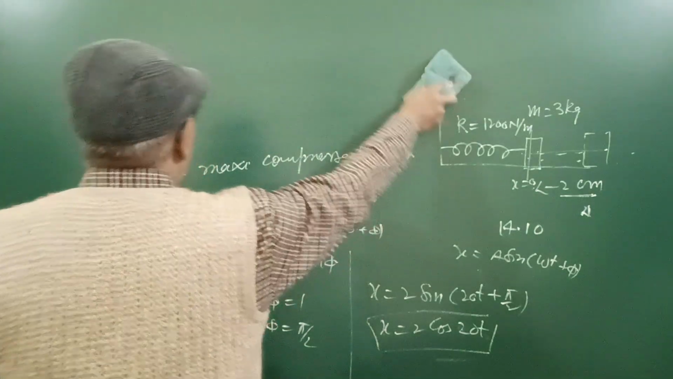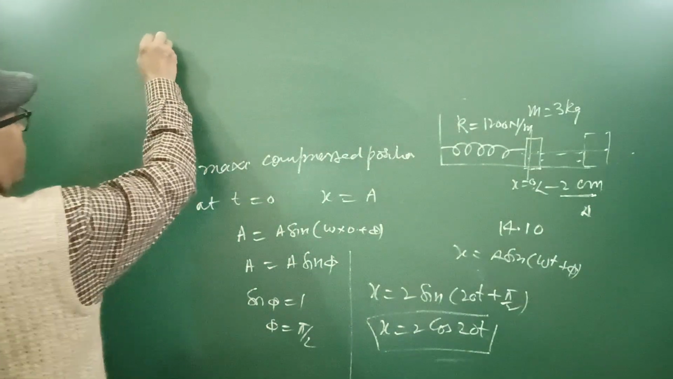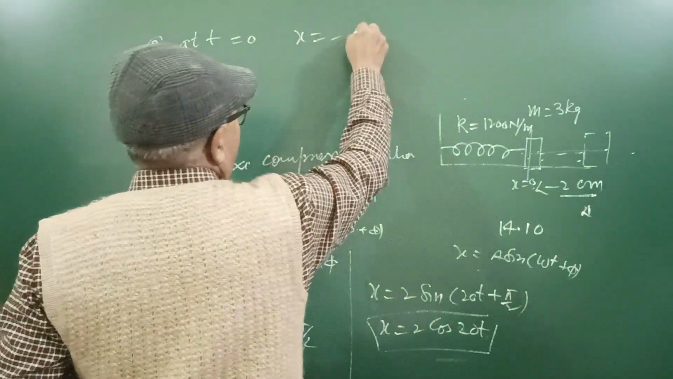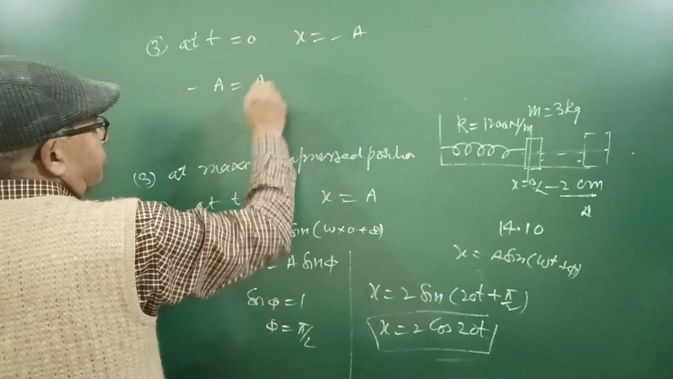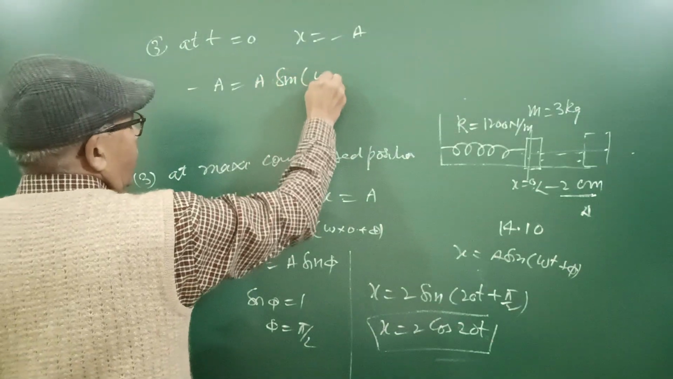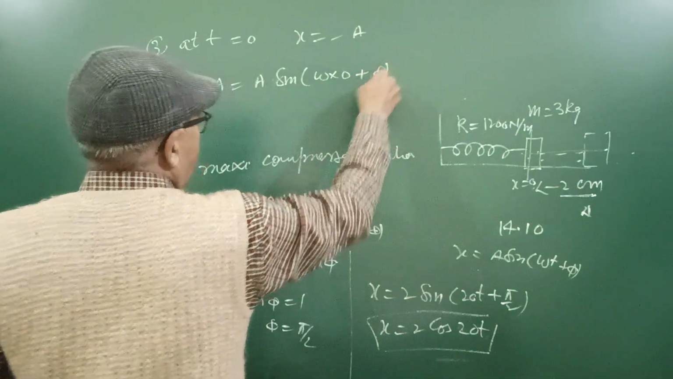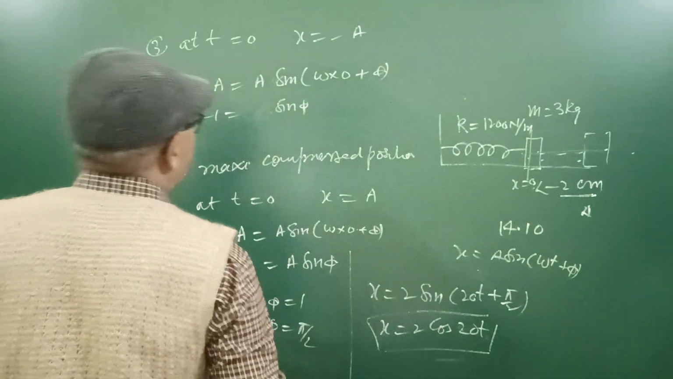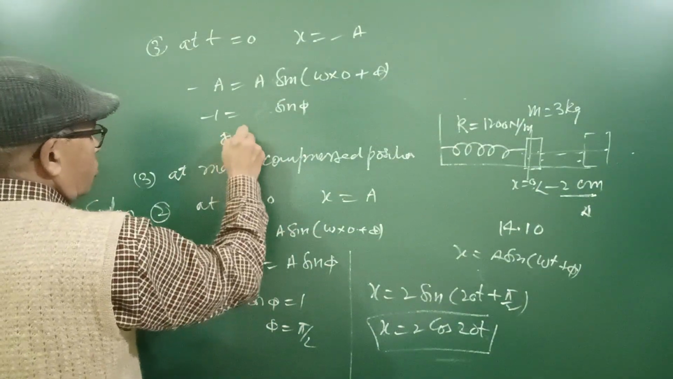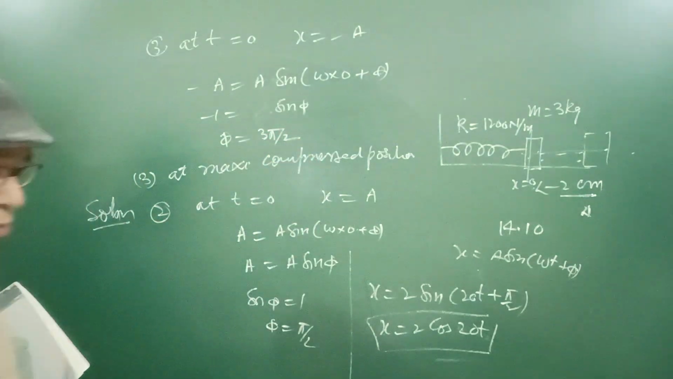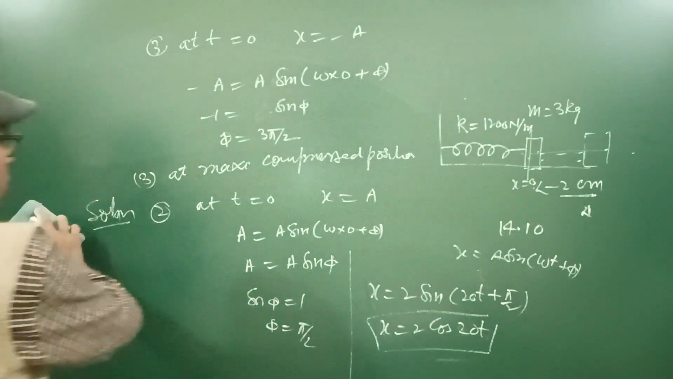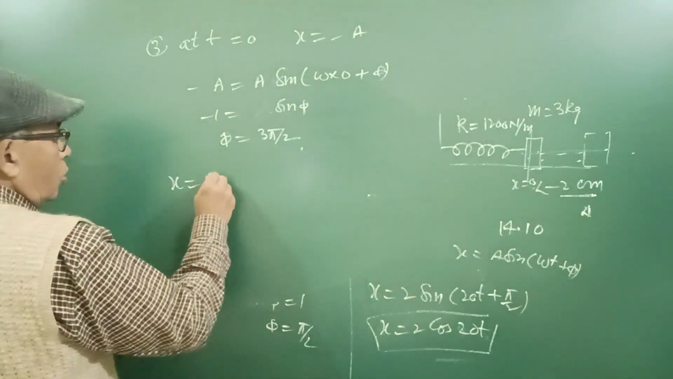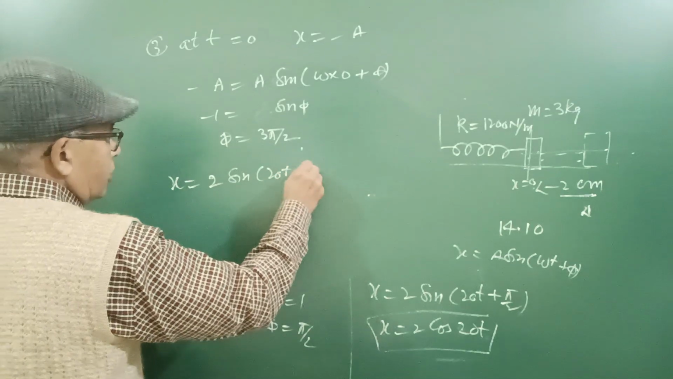Now, for the third part, the maximum compressed position. At t equal to 0, x equal to minus a. So minus a equal to a sin(omega into 0 plus phi). So minus 1 equal to sin phi, so phi equals 3 pi by 2, since sin 270 is minus 1. Sin 270 means 3 pi by 2. Therefore, x is equal to 2 sin(20t plus 3 pi by 2).